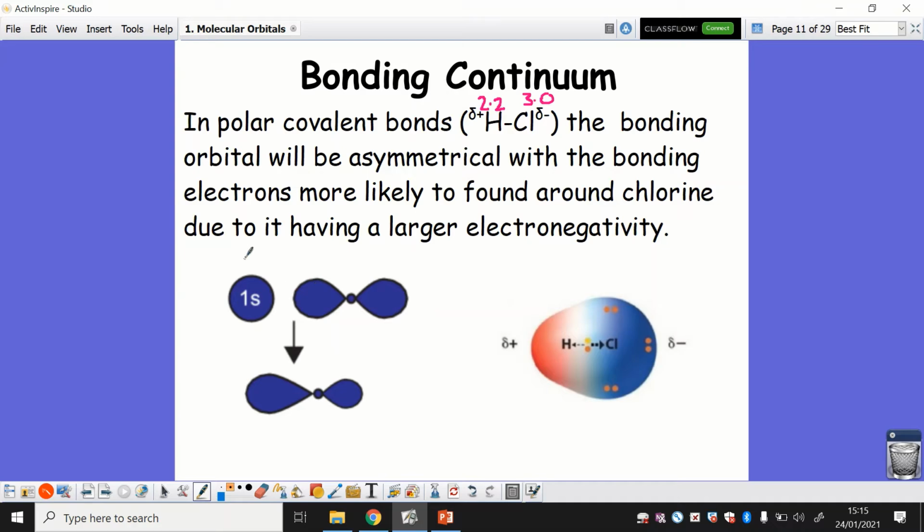Here we have our 1s of the hydrogen with an electronegativity of 2.2 and the chlorine 3.0. As they combine here, which is why we see this greater lobe here, because we've got an s orbital and a p orbital, and also because the pull on the bonding electrons is much stronger from the chlorine, we see an asymmetrical molecular bonding orbital.